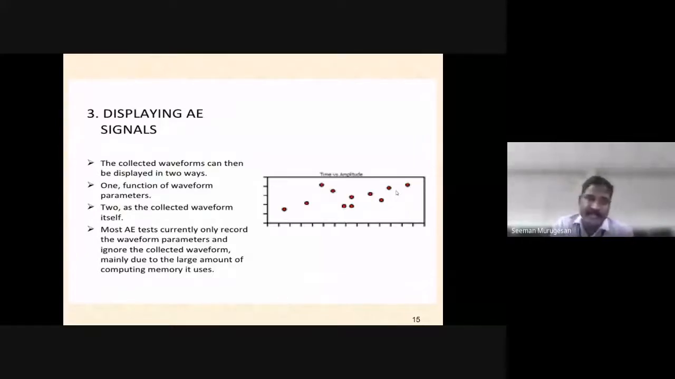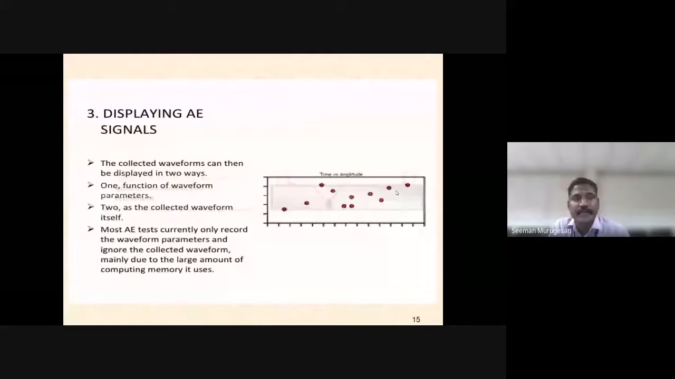The collected waveforms can be displayed in two ways. One is as a function of waveform parameters, and the other is the collected waveform itself. Most AE tests currently only record the waveform parameters and ignore the collected waveforms, mainly due to the larger amount of computing memory usage. But this problem is being eliminated nowadays. In a modern computer with high memory, you can directly identify using the waveform. Next, locating the AE signal.